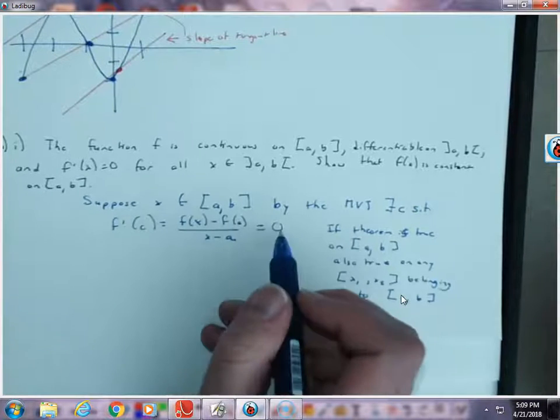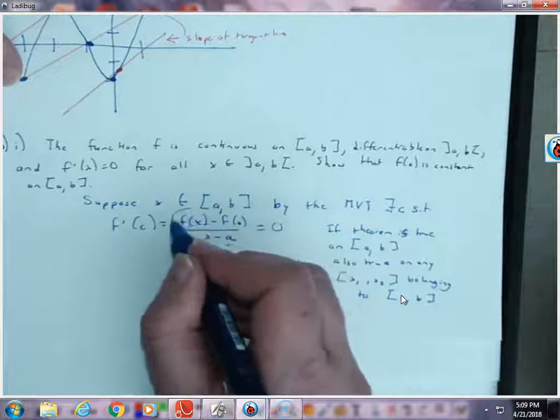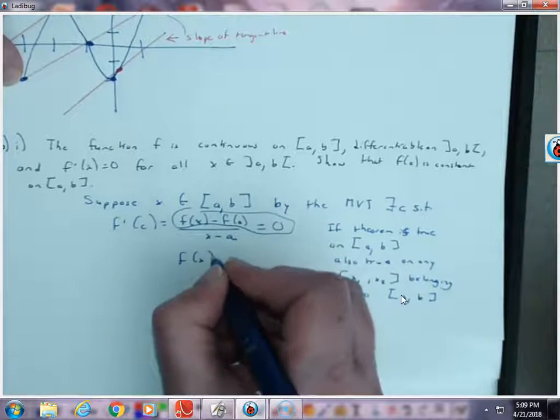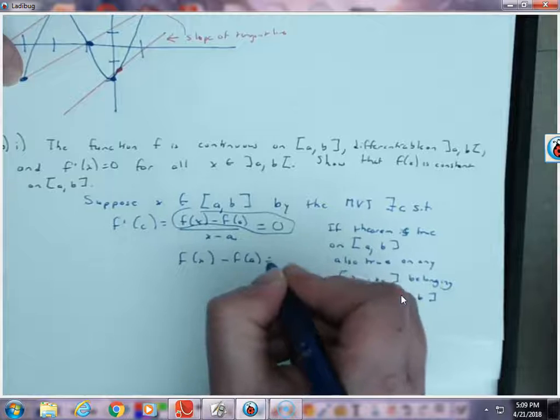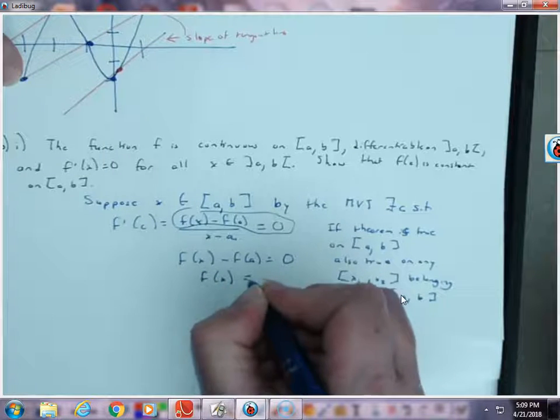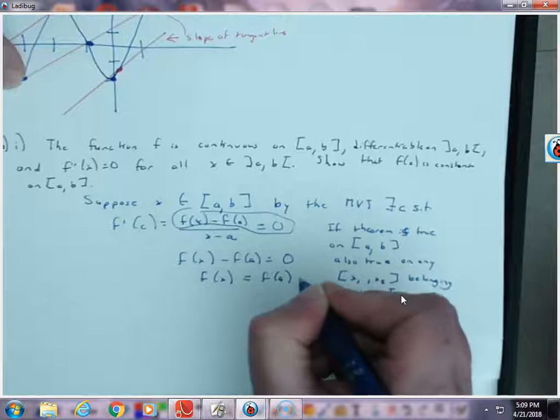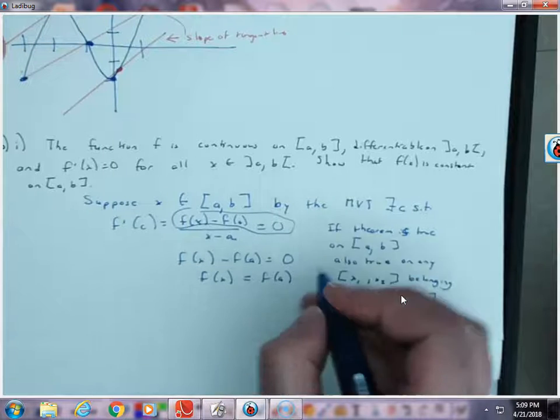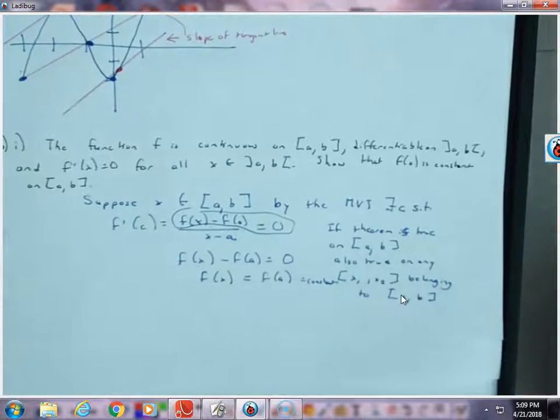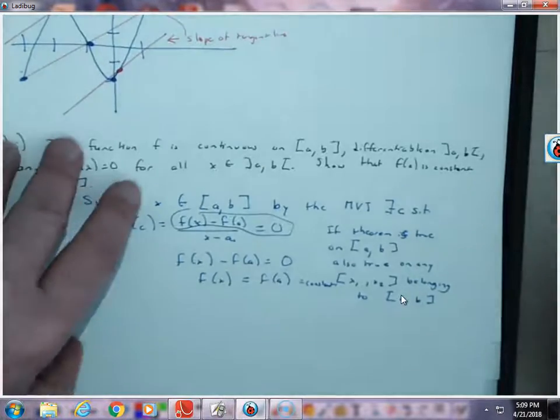Okay, so if you know that this is equal to 0 everywhere, then you know the numerator has to equal 0. Which means that f of x equals f of a, so the function itself is equal to f of a, which is equal to a constant. Okay. Now, we're going to get even a little more detailed.